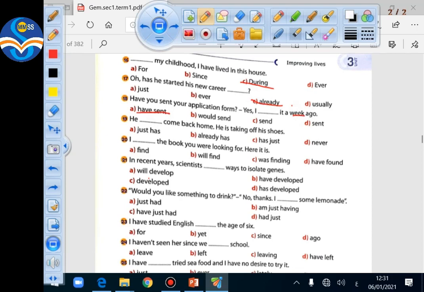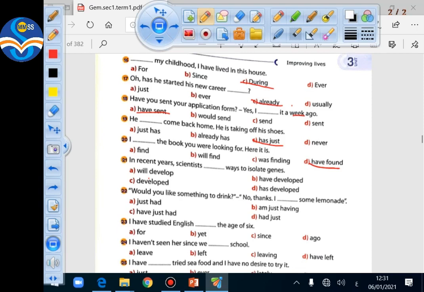"He came back home. He is taking off his shoes." This has happened so recently. He's just come to the house because he's taken off his shoes. So C is going to be "he has just". "The book you were looking for. Here it is." He has just found the book. It's just happened so recently. So it's going to be "have found".